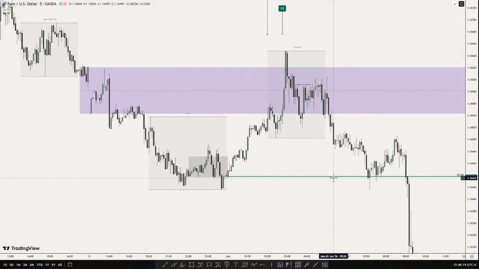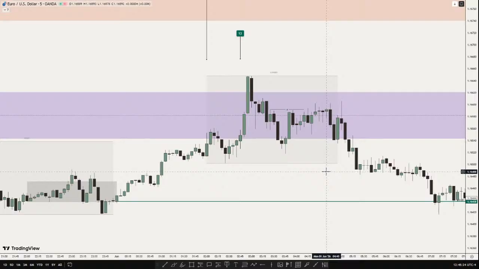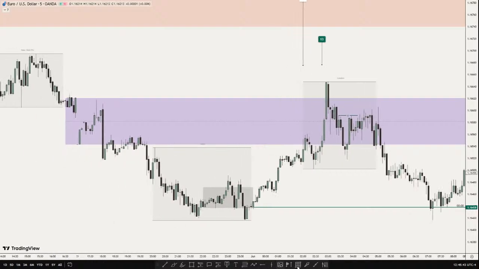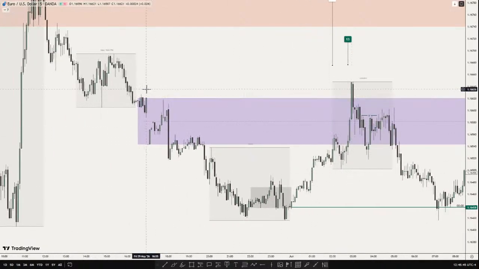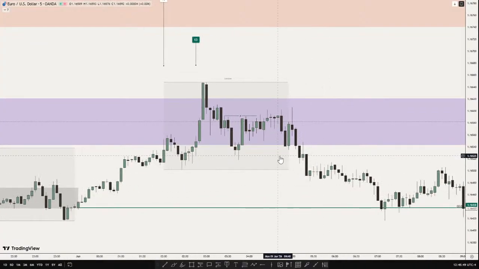So it is not really important that we have a break of structure here, or that the 5 minute aligns here, as long as this high is intact, because we know that this is aligned in time and it was also sweeping out some previous old highs.